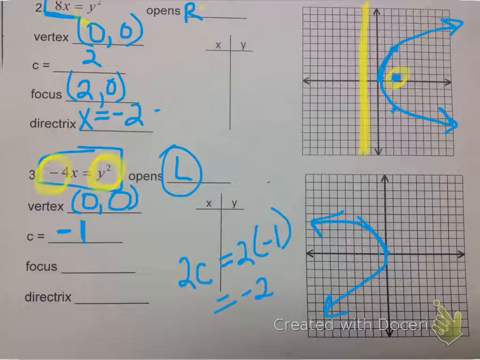Alright, so that means my focus is at -1, 0, and I just figured that out from looking at where the focus is over here. It's at the coordinates -1, 0, and the directrix is always going to be the same distance from the vertex but on the opposite side, so it's going to be at +1 since the focus is at -1. So my directrix is going to be x equals 1.